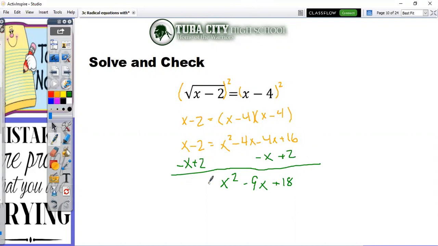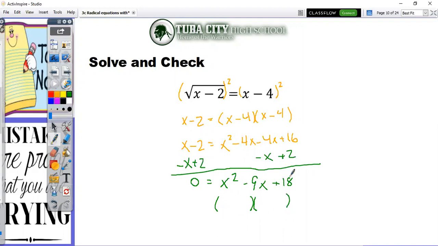Now I end up with another quadratic. So anytime you have a variable that is squared, you might have to move everything off to one side so that you can get the variable. In this case, we are going to have to use some factoring. So I'm going to use the factoring of double bubble method.